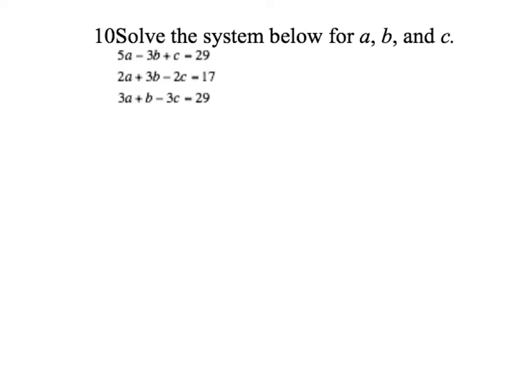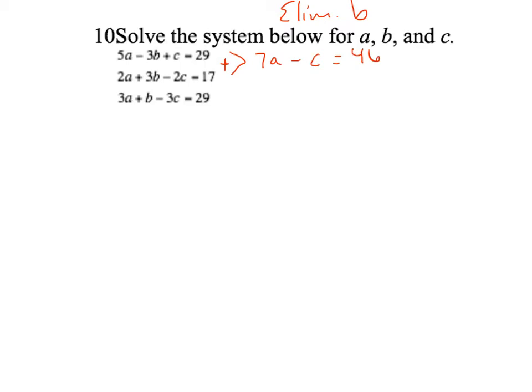Here's where it starts to take a little extra time. First, you need to eliminate one variable. So I'm going to eliminate b, just because b looks like it's going to be the easiest to eliminate. First, I'm going to add these two equations, and I'm going to get 7a. The b's are going to cancel out. Minus c equals 46.